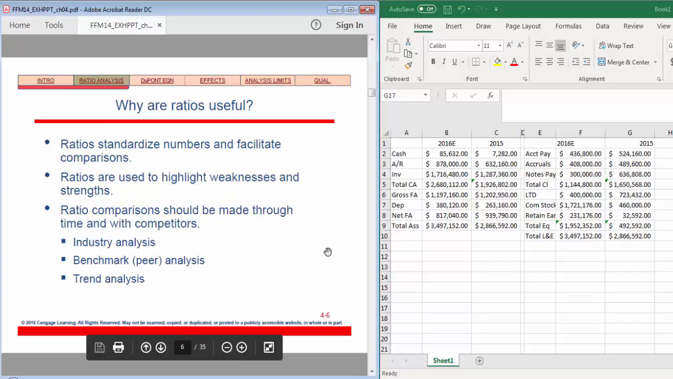So let's now discuss the usefulness of ratios. I mean, why do we really have to deal with ratios? Ratios standardize numbers and facilitate comparisons. They make comparisons easy. And let me give you a very simple example. Let's say you're trying to decide between a relatively new firm which may have just started in the last 5 years, yet it's making money. Maybe it's a $3 billion firm and it's just new, versus let's say Amazon, which is close to a $1 trillion firm.